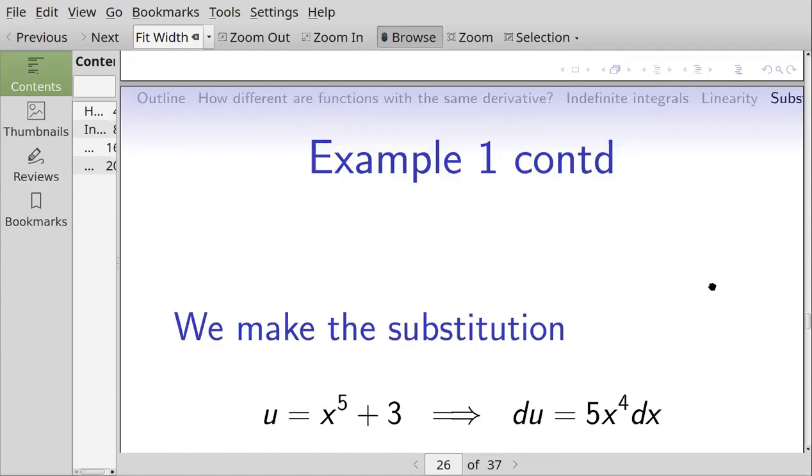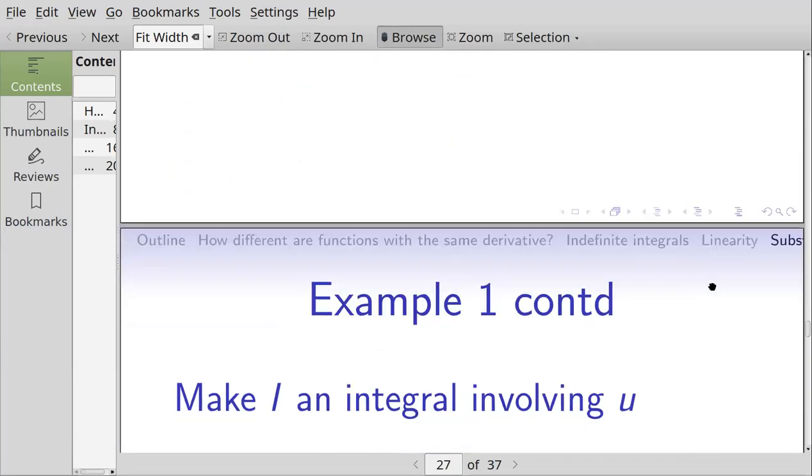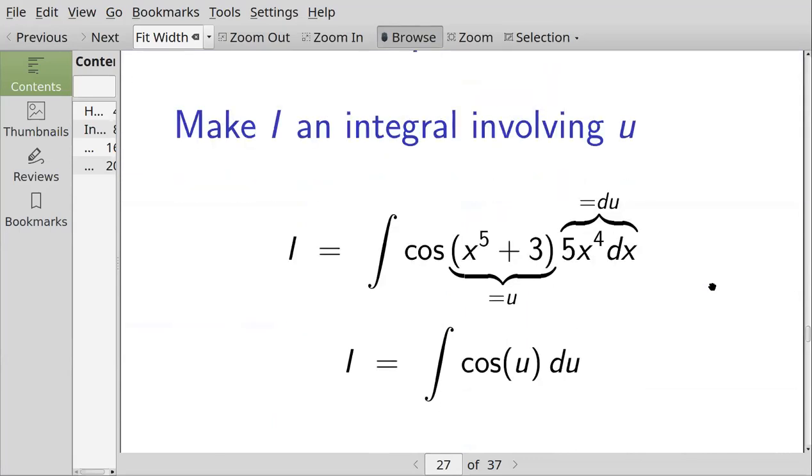Okay? So this is what we do. We let u equal x to the 5 plus 3, and then we take its differential, du, which is equal to 5x to the 4 dx. So then what happens with the integral? I was equal to the integral of cos of x to the 5 plus 3, times 5x to the 4th dx. So x to the 5 plus 3 is u, and outside of that I've got du. So now I can write the integral as I is equal to the integral of cos of u du. Is that okay? Yes, ma'am. Yes, sir.